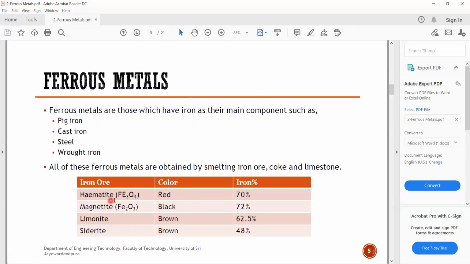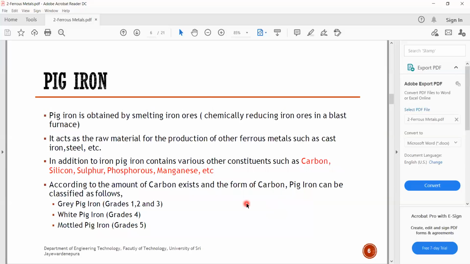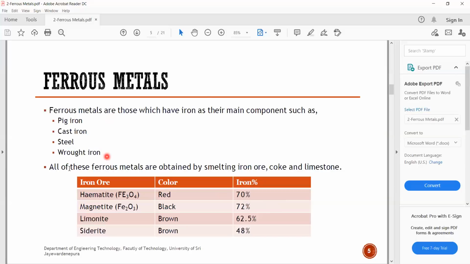So these are the colors of these iron ores. This one explains the percentage of iron available in each iron ore, right? Here, say 70 percent of iron is available in this iron ore, but when you consider siderite, it has only 48 percent of iron, right? Under the ferrous metals, these are the examples: pig iron, cast iron, steel, wrought iron.